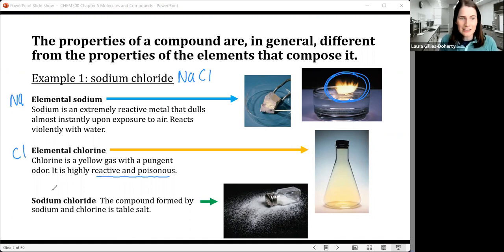But when they chemically combine to make sodium chloride, the compound, this is table salt, and we eat this in almost all of our foods. Sodium is an essential ion. It circulates in our blood. It helps maintain homeostasis for our cells. So the elements that make up compounds are going to have very different properties than the compound they form when they chemically bond together.